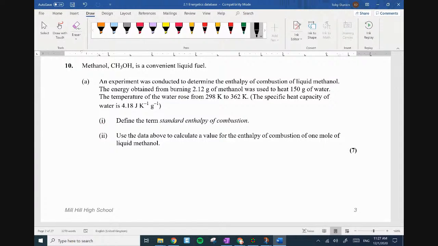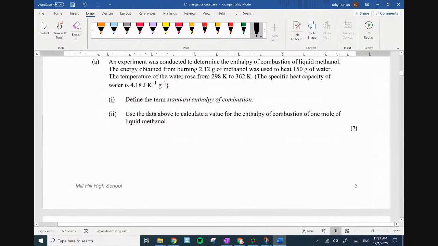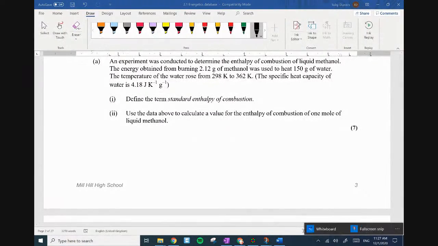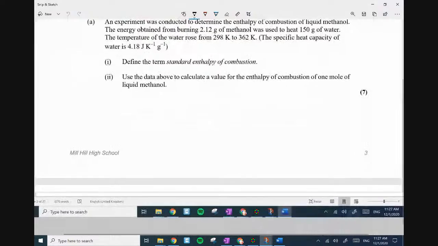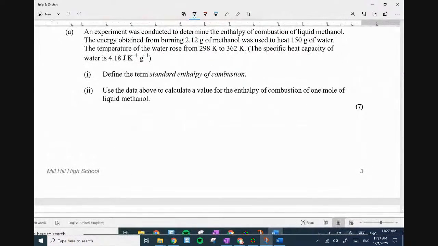Whew! Gotta know them. Use the data to calculate the enthalpy value for the combustion of 1 mole of methanol. Okay. I'm going to do it all in that tiny little space. By the way, this one's bog standard GCSE. Absolutely bog standard. So, 2 equations.